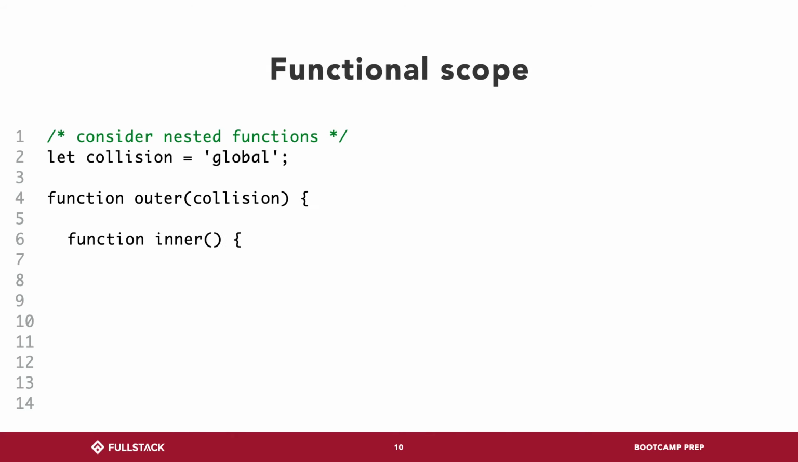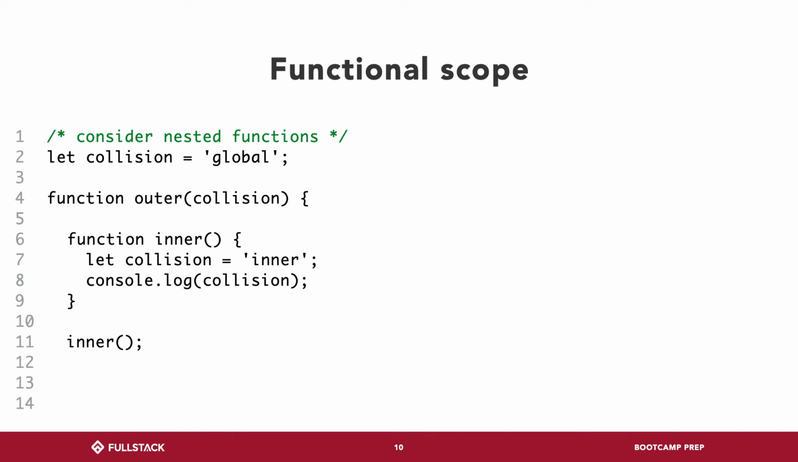Consider nested functions. Here we have a little collision. We have let collision in here equal inner, and we're trying to console.log collision. But we have a collision here. They're the same thing. What will we see in the console?